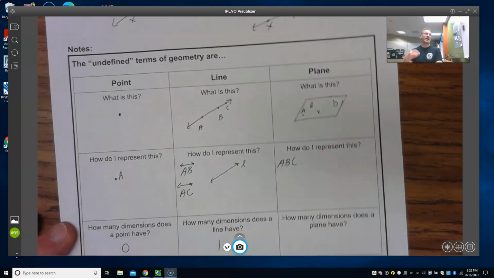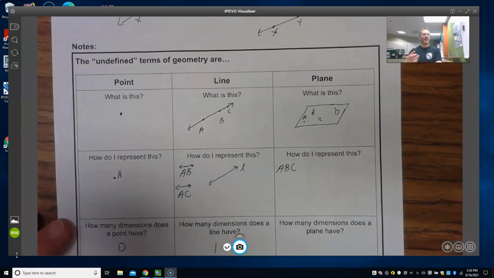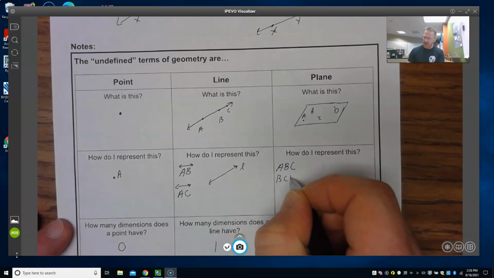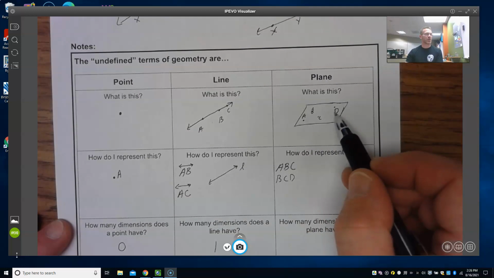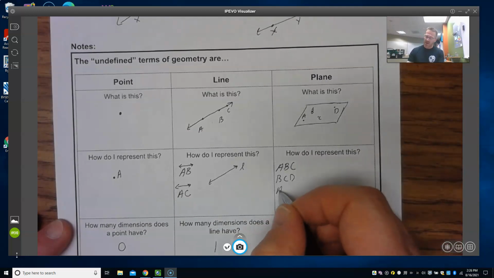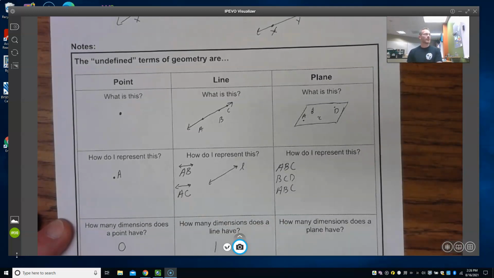So we typically use any 3 letters. And once again, a plane can have multiple names in the same way a line can have multiple names. So ABC could be a name of this plane, BCD could be a name of this plane. I may not pick ACD because those almost look like they're in a straight line. So maybe I'll go ABD. Occasionally, we will use just a capital letter, one singular letter.